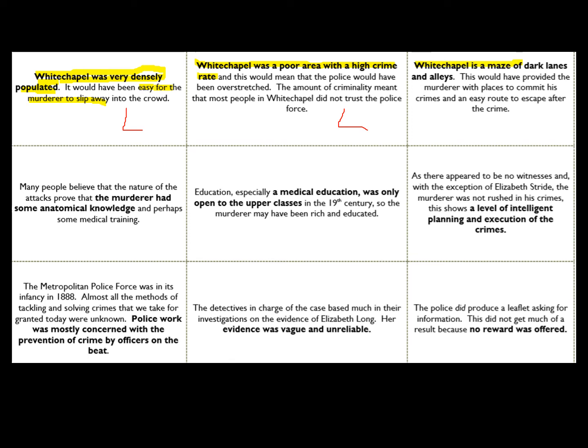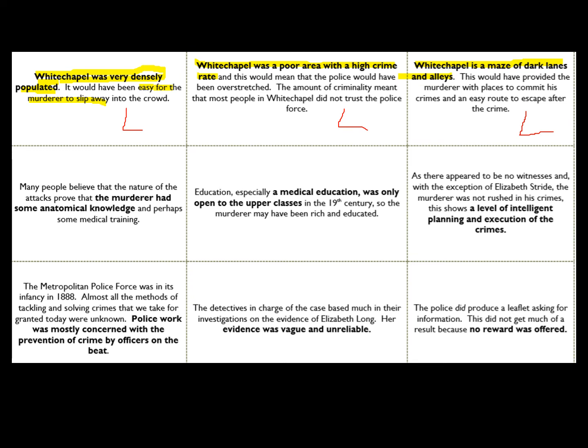The next one says Whitechapel is a maze of dark lanes and alleyways. So we already had that in our example one, and that one is a location point as well. It meant that it could give the murderer spaces to actually commit the crimes, and it had an easy route to escape after the crime happened really quickly and really effectively.